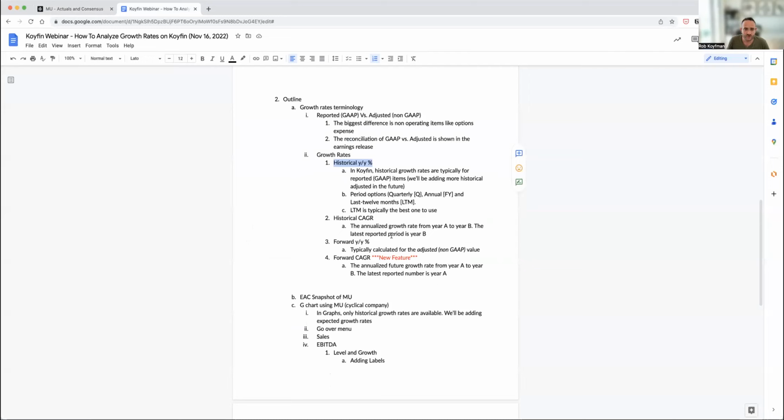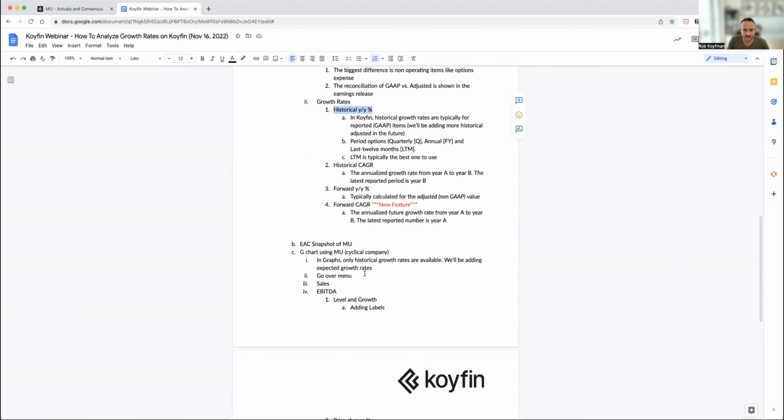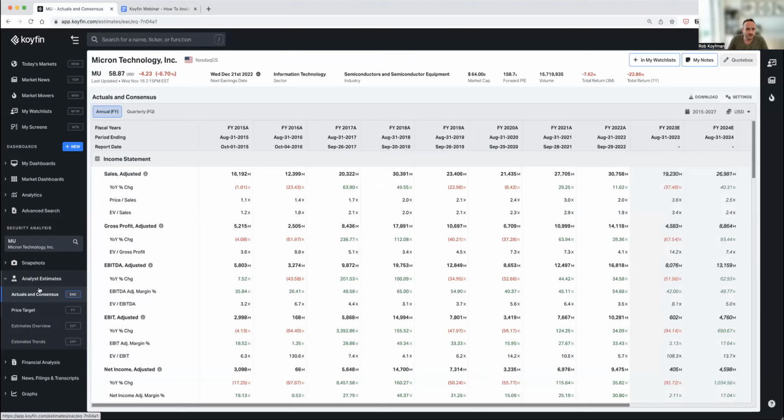So just remember that when you're looking at growth rates, you could look at forward, backwards, CAGR, year on year, and then there's another dimension called quarterly, yearly, and LTM. So I hope that's not too confusing, but that's sort of the lay of the land. Okay, so let's go back.